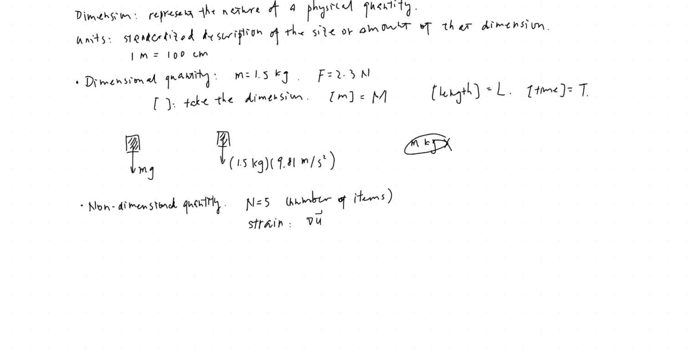For example, you may have strain along the x direction, epsilon xx, which is usually very small, for example 2.1 times 10 to the minus 4. And that's it. It's a number. It doesn't have any dimension. So you can also put several dimensional quantities into one single group and form a dimensionless group.